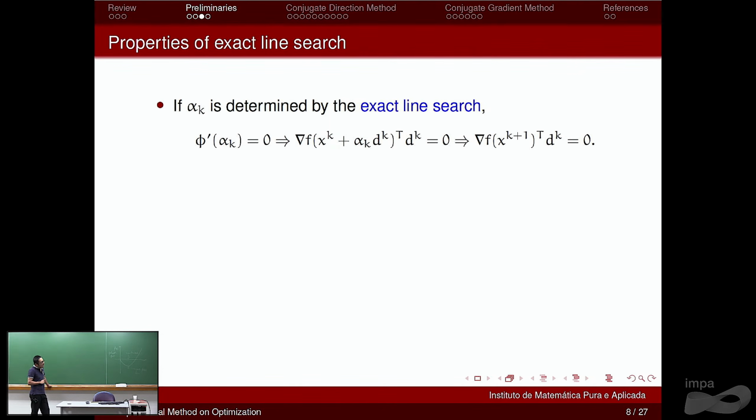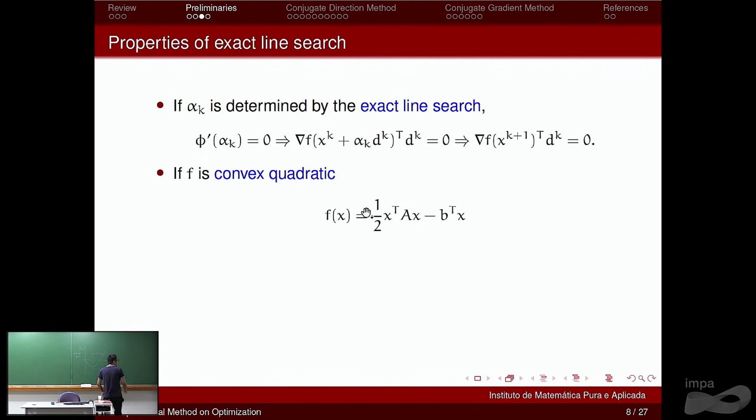Okay, so we have some properties of the exact line search. The first is, if alpha is determined by the exact line search, we have phi prime(alpha) equal to 0, because phi is a one-variable function. So we get the gradient of f at this point, transpose d_k, equals 0. This is just the next iterate, x_k plus 1. So we get the gradient of f at x_{k+1}, transpose d_k, equals 0.